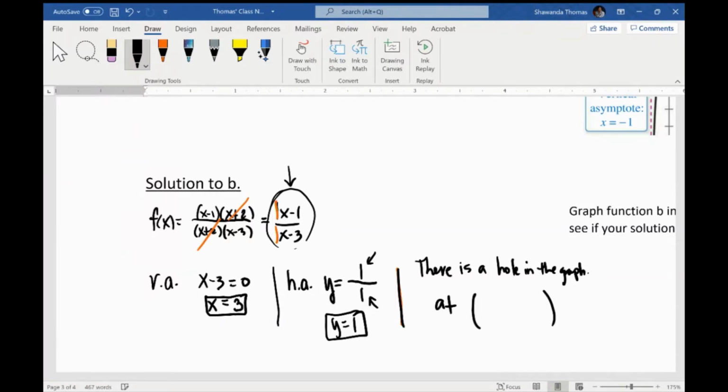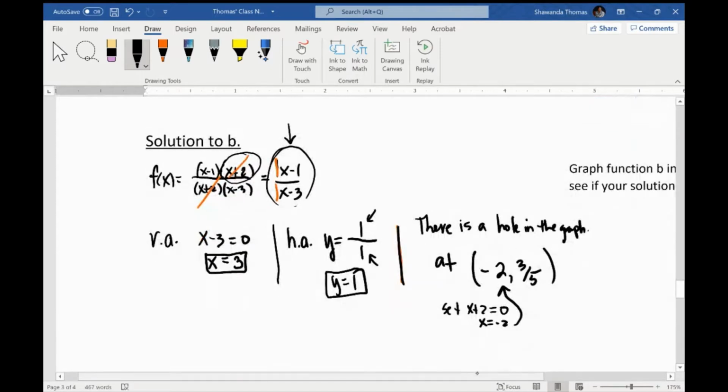It's -2 3/5, I think. Yeah, okay, -2 3/5. And we get that from the factor we canceled, x plus 2. We set x plus 2 equals 0 and solve for x. That gives us the x part. And then we plug that -2 back into this part right here. So f of -2 equals -2 minus 1 over -2 minus 3.